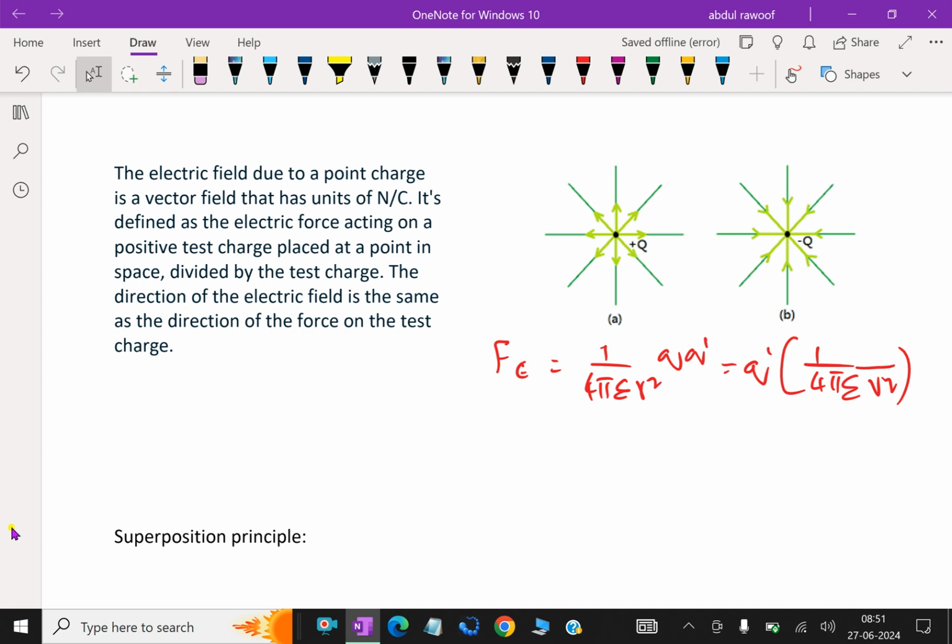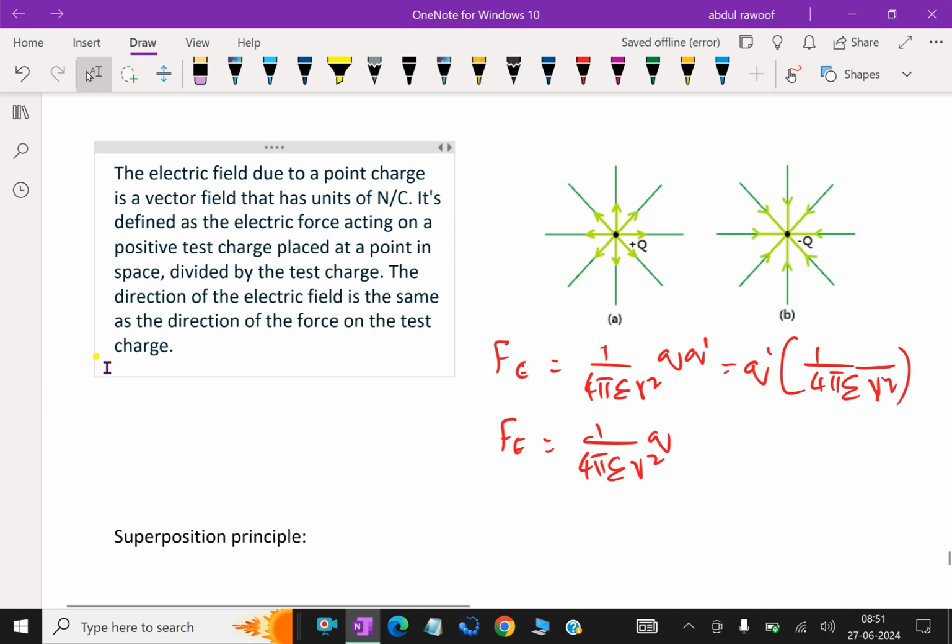But if a point charge q is placed at a position where the electric field is E, then the force Fe becomes q into E, where E equals 1 by 4 pi epsilon into q over r squared. This is the electric field at a distance r from the point charge q. The same relation applies at points outside a finite spherical charge q.